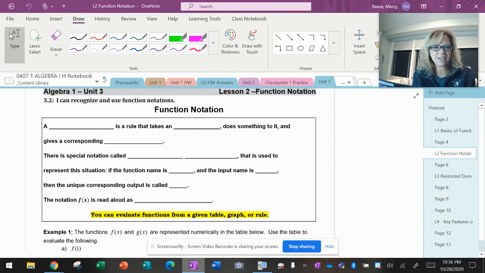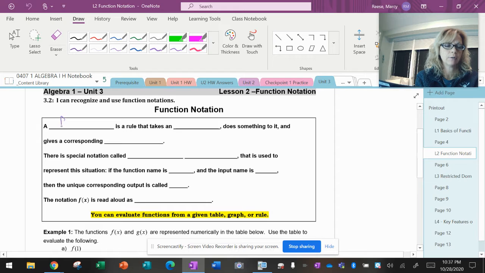So it looks kind of strange, and when I first introduced it, kids are like, oh my gosh, it looks so hard, but it's really not hard at all. It just looks hard, okay? It looks tricky. It looks like a weird way of writing a function. So let's start here with some info.